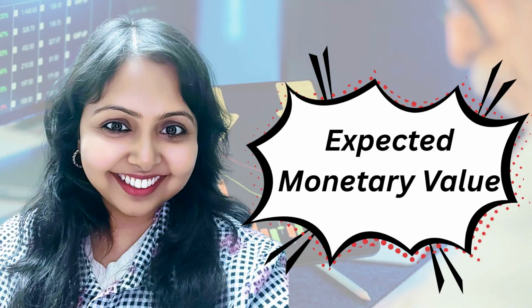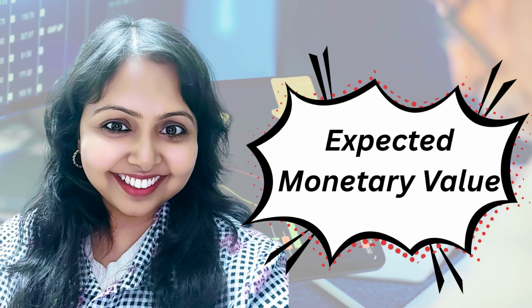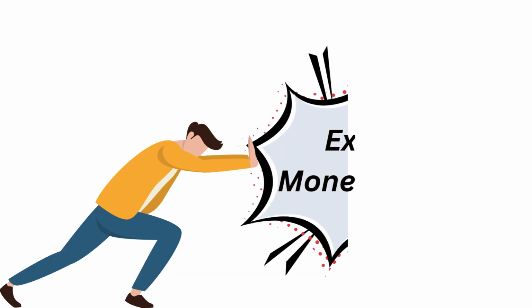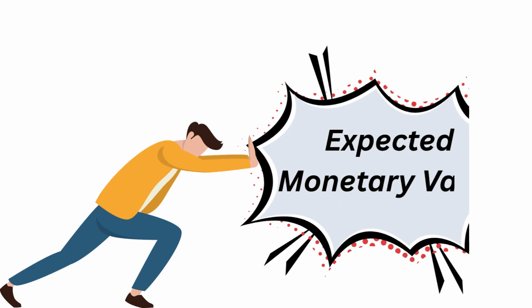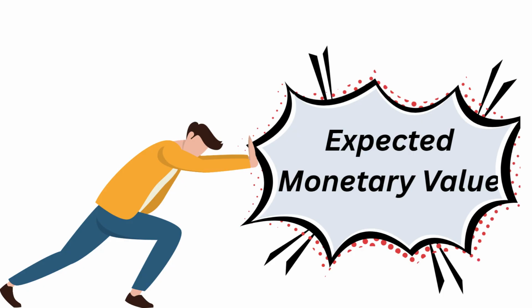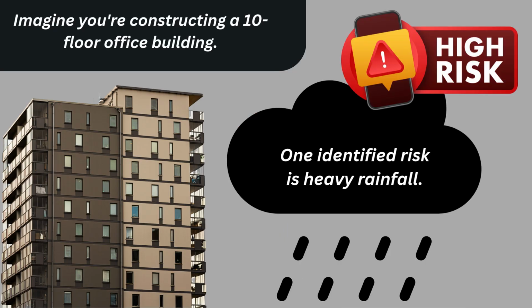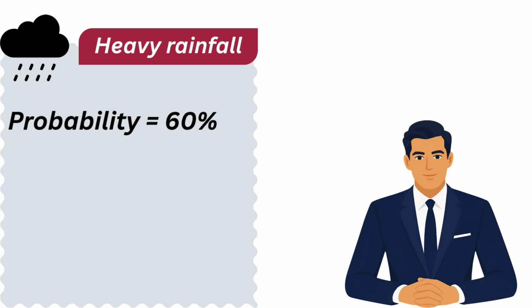Now let's learn the step-by-step process of how to do quantitative risk analysis. One of the most popular methods to do quantitative risk analysis is expected monetary value. Let's understand the complete process of quantitative risk analysis using the expected monetary value (EMV) technique through a simple, real-world example. Imagine you're constructing a 10-floor office building. One identified risk is heavy rainfall. The project manager estimates the risk probability as 60%.